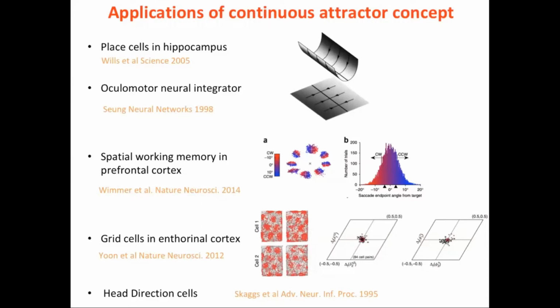And there was a beautiful experimental illustration of that when people measured the activity in the ellipsoid body of flies, fruit flies, and saw activity that depended on the orientation of the head of the animal. So this is a direct proof of this concept of continuous attractor.